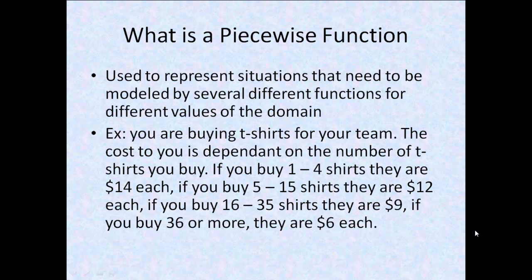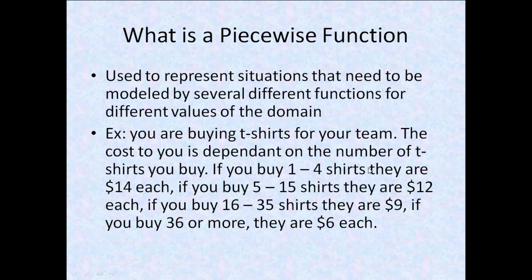You're buying t-shirts for your team. The cost to you is dependent on the number of t-shirts you buy. If you buy 1 to 4 shirts, they are $14 each. If you buy 5 to 15 shirts, they are $12 each. If you buy 16 to 35 shirts, they are $9 each. And if you buy 36 or more, they are $6 each.